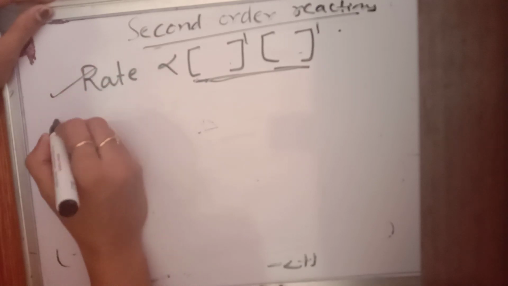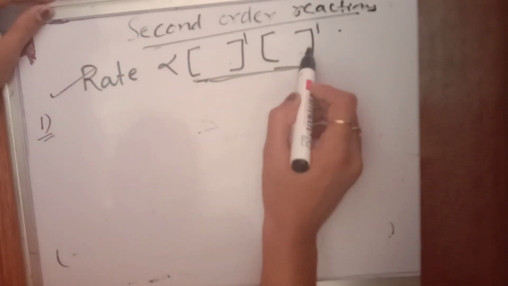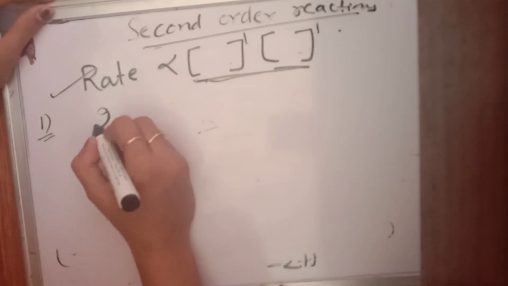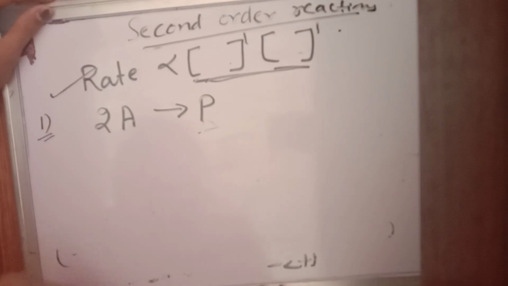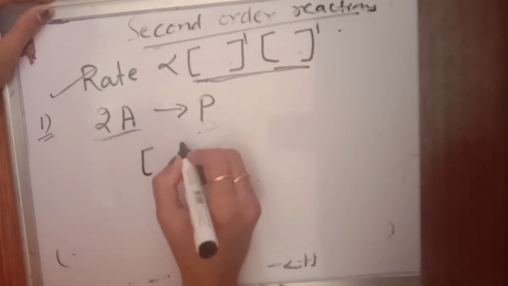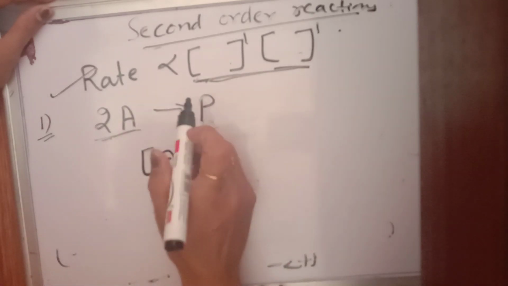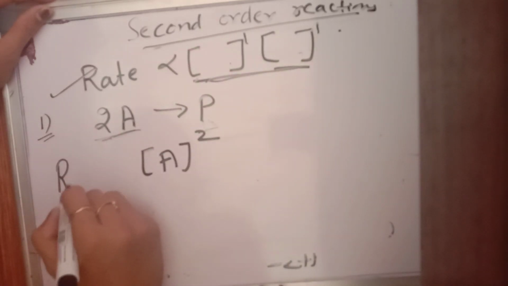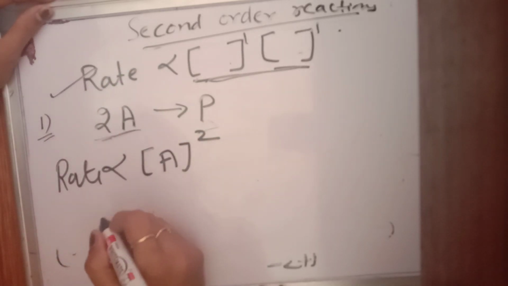Basically, second order reactions are of two types. In the first, both terms are the same: the reaction involves only one reactant, like 2A giving products. So the rate will depend upon the concentration of A squared, because it is a second order reaction. So my rate is proportional to A squared.